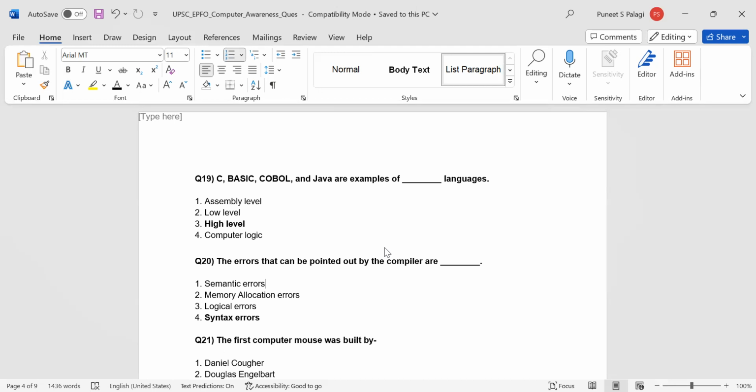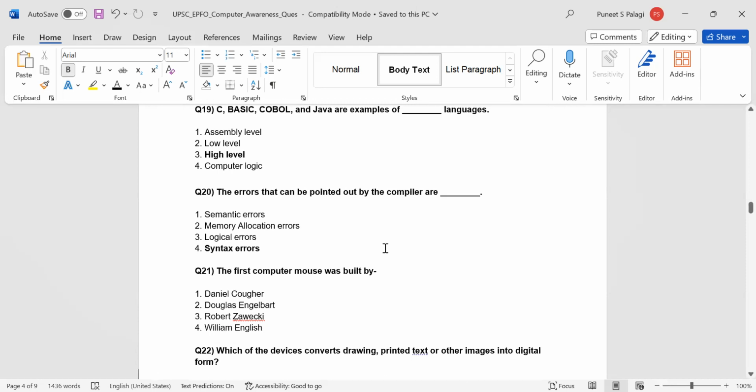So you have to be perfect about both the syntax errors and the logical errors. Okay, so that is known as semantic errors. So the right answer for this question is syntax errors.